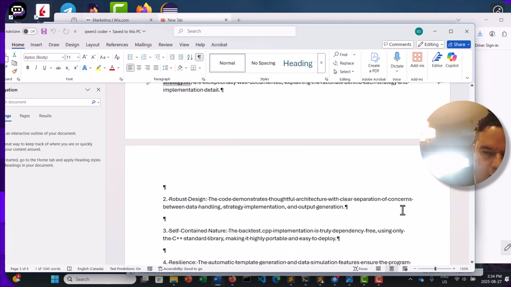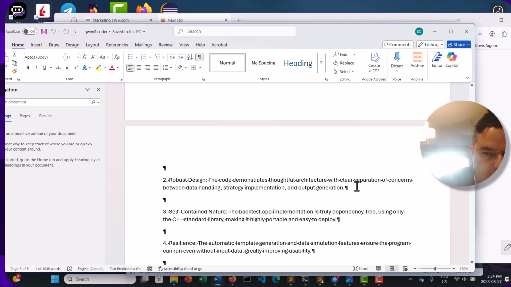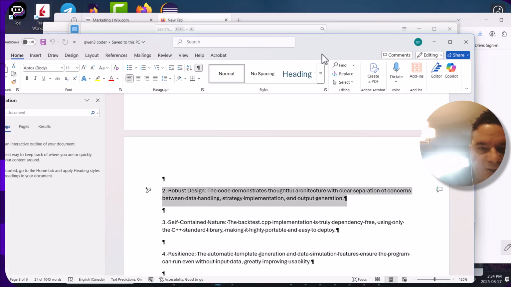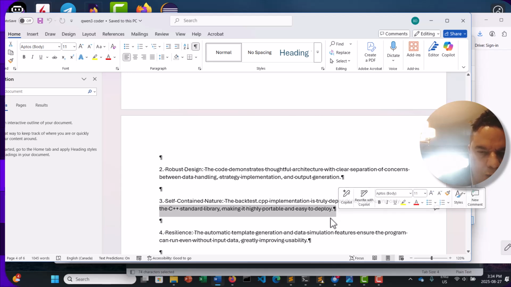Code demonstrates thoughtful architecture with clean separation of concerns between data handling and strategy implementation and output generation. Okay, again, let's just see. This is again Qwen 3 Coder analysis. Self-contained nature, backtest CPP implementation is truly dependence-free, using only the C++ standard library, and makes it highly portable and easy to deploy.